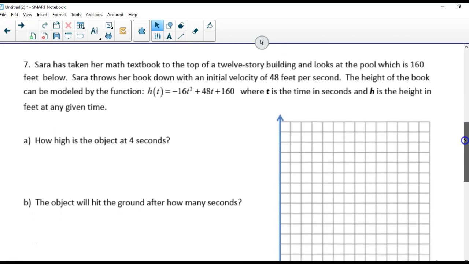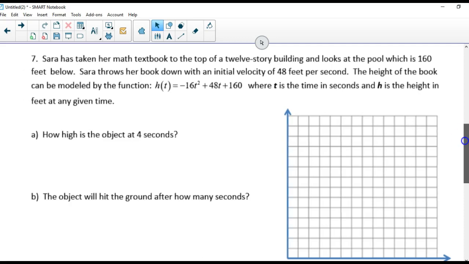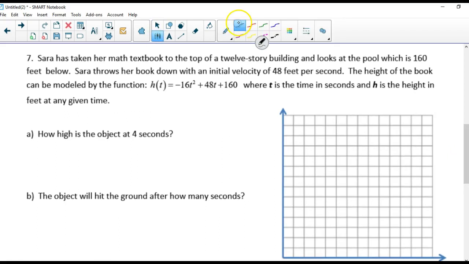Try that again. Okay. Sarah's taking her math textbook to the top of a 12-story building, and looks at the pool, which is 160 feet below. She throws her book down at 48 feet per second. So again, velocity, and initial height.